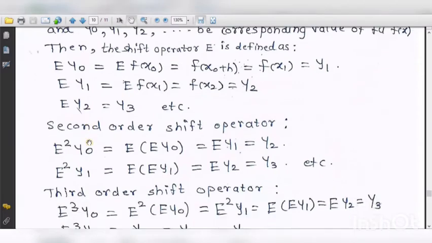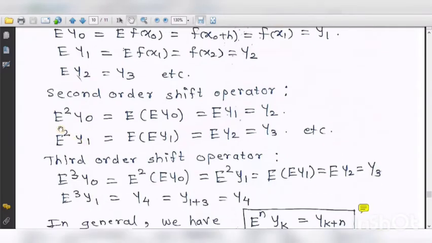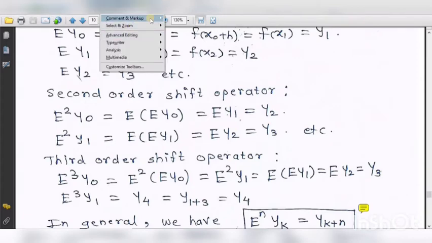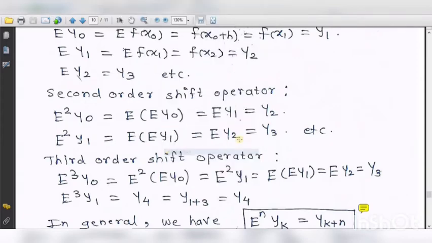Now we will go to the second order shift operator. So it is E square y0. So we are again repeating it 2 times on y0. So let us see what is the value. Again we will split it, E operated on E y0. Just now we have seen what is the value of E of y0. It is y1. So E of y1 is y2. So it is shifting to the next value of y1.